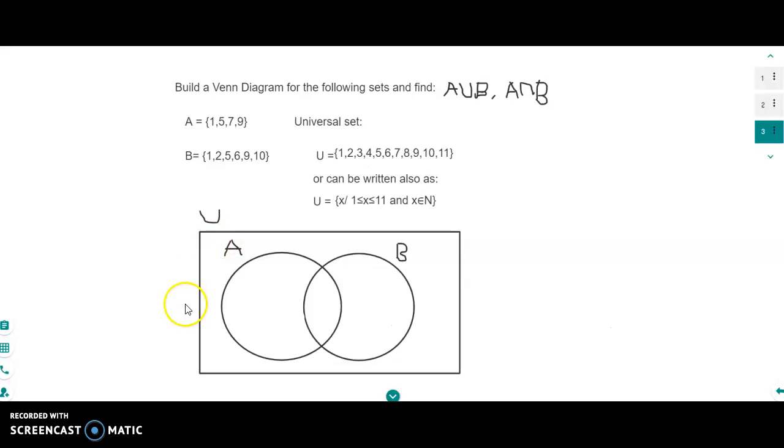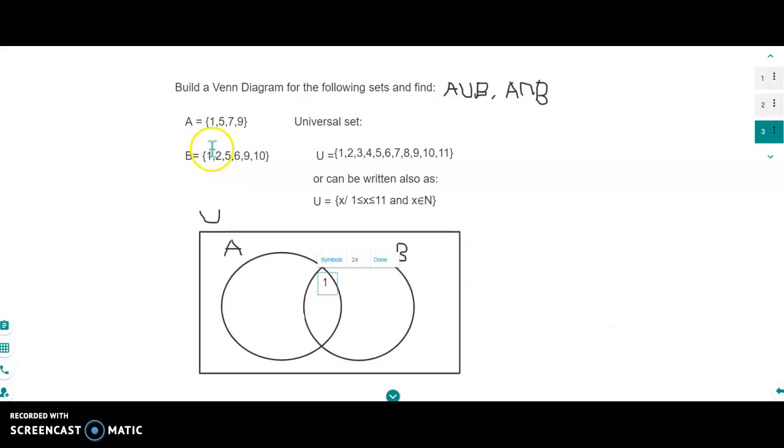Okay, let's start. We already have the Venn diagram, we already have the sets drawn, and let's start locating the elements. So remember, first of all, we write the intersection. Which elements are in common for A and B? So let's check. We have the element 1 is included in both sets, so we write it here in the intersection zone. We have 1.